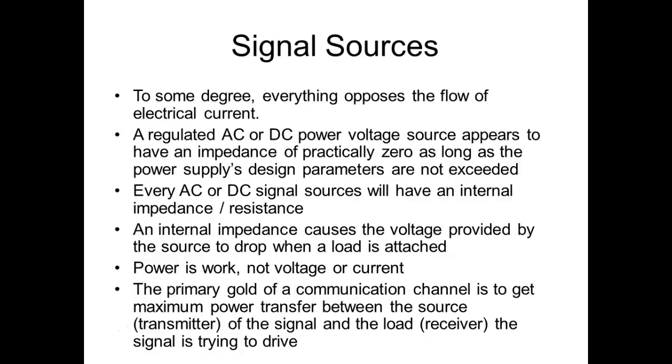To some degree, everything opposes the flow of electrical current. We talked about this, regulated power supplies. Regulated power supplies appear to have no internal resistance. Because what happens is when you load them, they automatically put more energy in to try to maintain a constant output, right? You understand? And these guys will get you. So if you short out a regulated power supply, then it's going to raise that energy up as high as it possibly can before the voltage drops down, right?